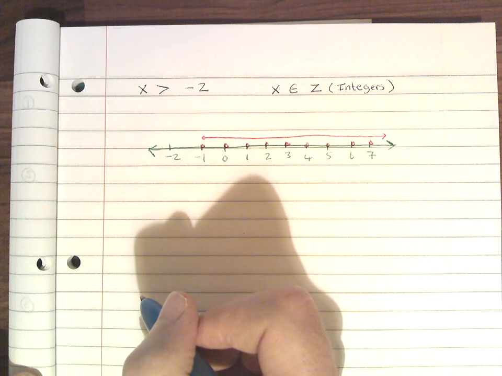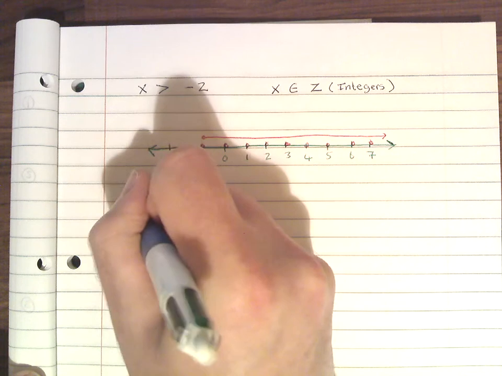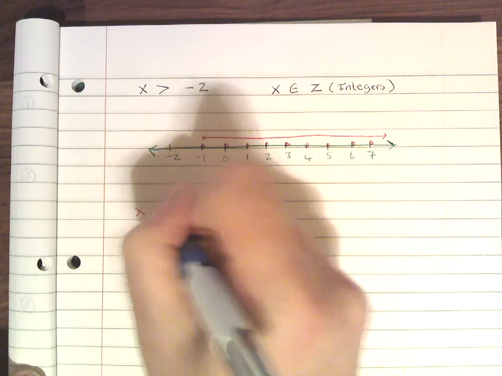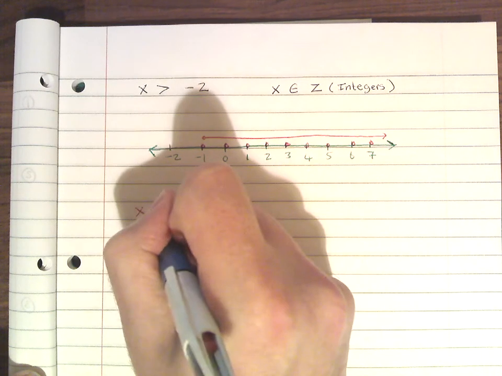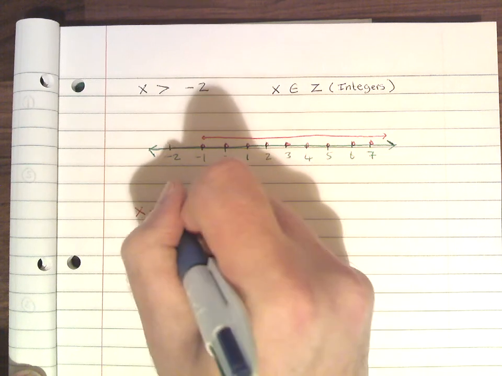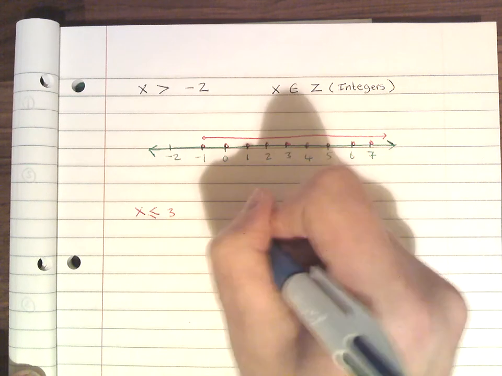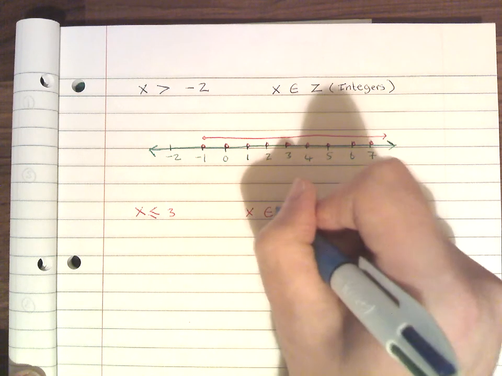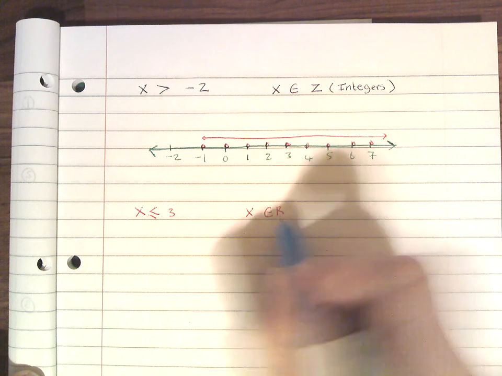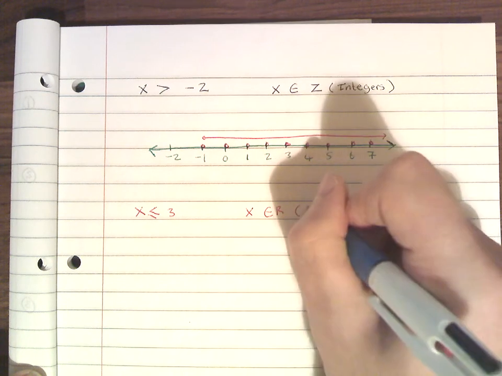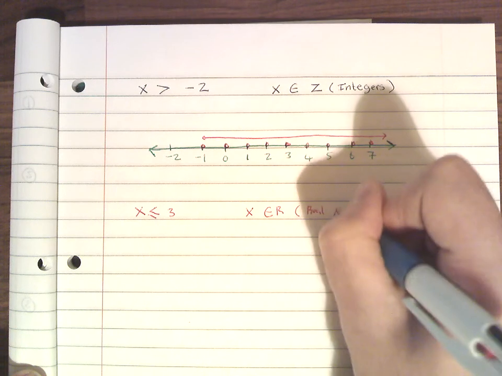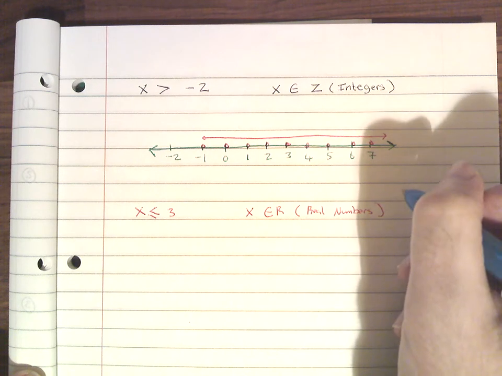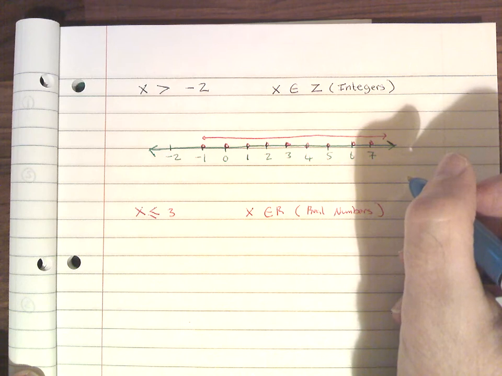This is another example of an inequality. The inequality is x is less than or equal to 3. And what we're saying is that x is an element of R, and remember this letter R represents what are called real numbers. So what would that look like? What kind of values could x have?